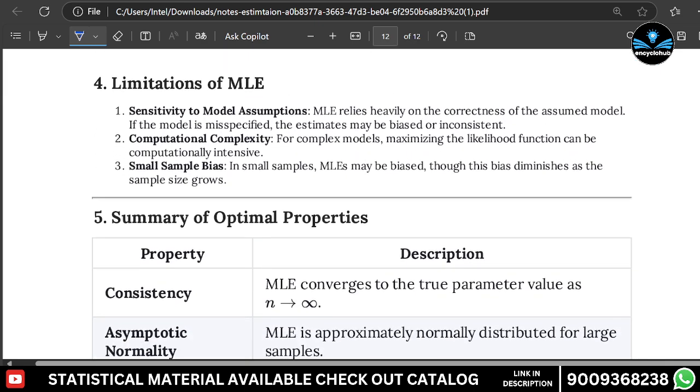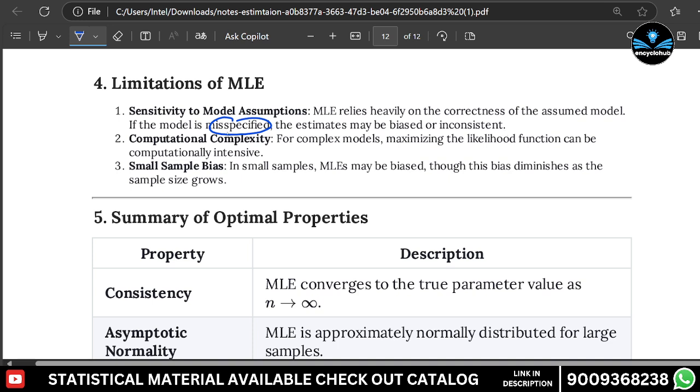Right now we are discussing the limitations. And obviously in any method there can be limitations. So first is the sensitivity to model assumptions. MLE relies heavily on the correctness of the assumed model. If the model is misspecified, the estimates may be biased or inconsistent.